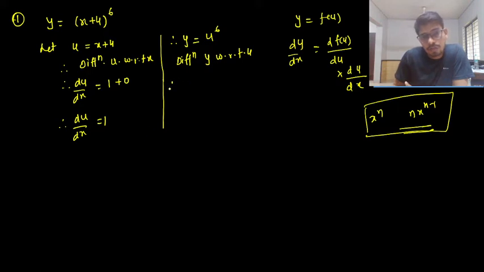Okay, so this will be what? dy upon du, and 6, because the value of n is 6, and u raised to 6 minus 1. So this is basically dy upon du is 6 u raised to 6 minus 1.